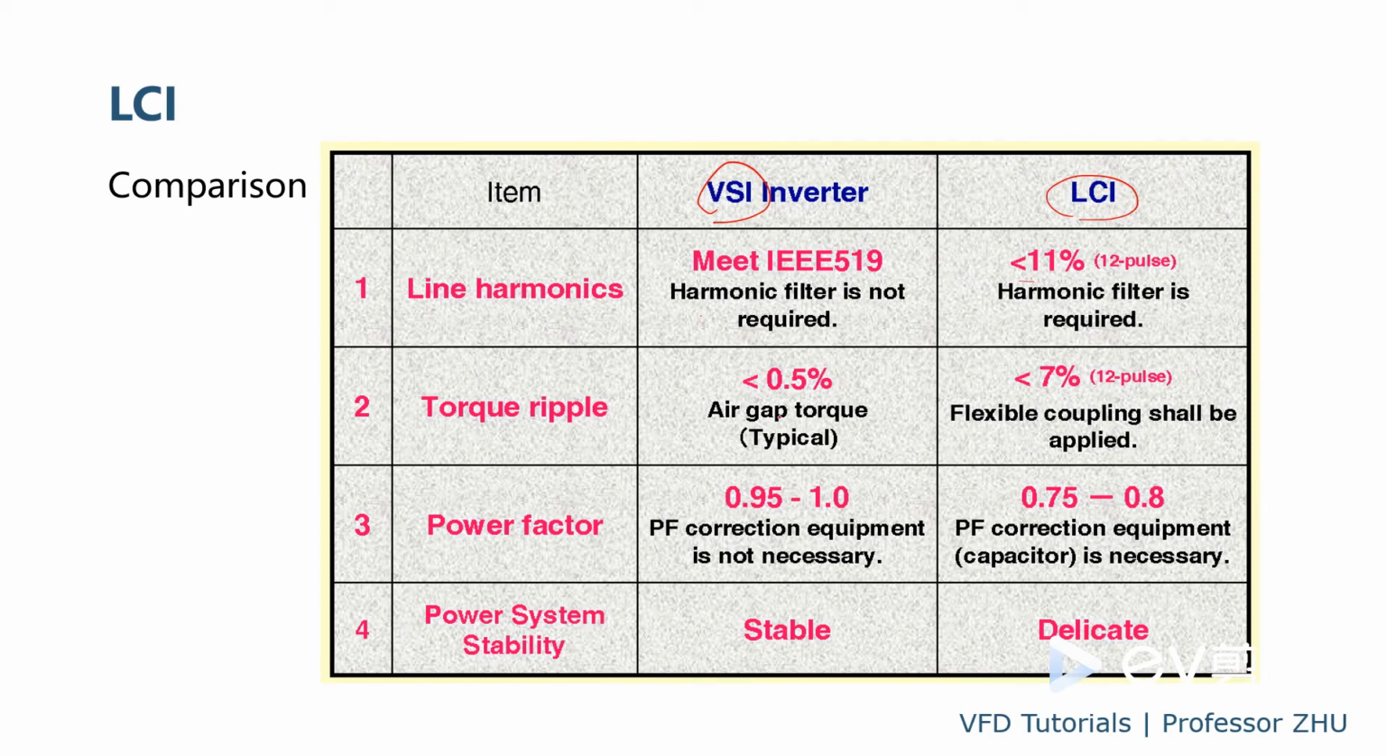And torque ripple. VSI uses PWM technology, so the output current waveform is very good, very sinusoidal. But this one is a trapezoidal waveform, so the torque ripple is very high. Power factor, as we said, is good because of the diode rectifier, and with this one, the SCR rectifier, because of the lagging of the current on the input side, the power factor is also low. And power system stability, a big difference.